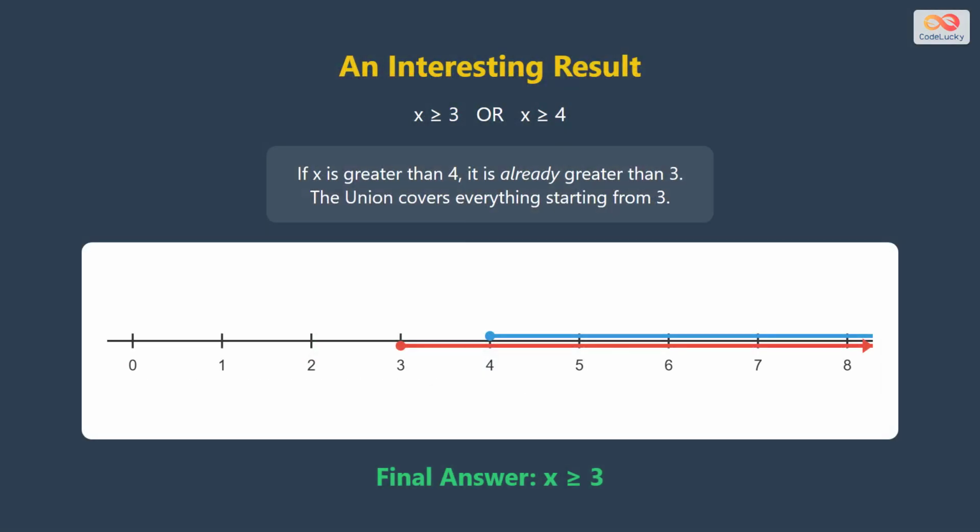This gives us an interesting result. If x must be greater than or equal to 3 or greater than or equal to 4, think about it. Any number greater than 4 is automatically greater than 3. So, the condition greater than 3 actually covers everything. Our final simplified answer is just x is greater than or equal to 3.